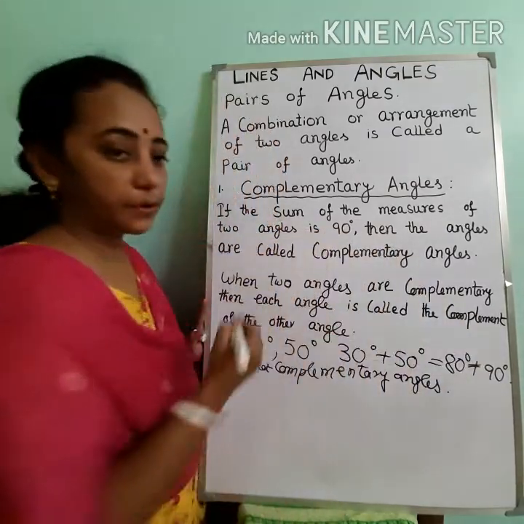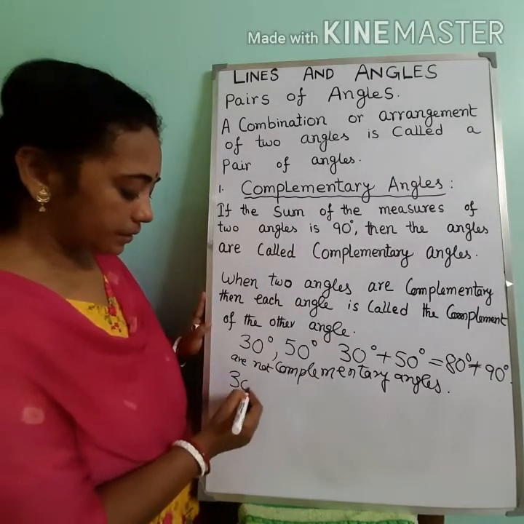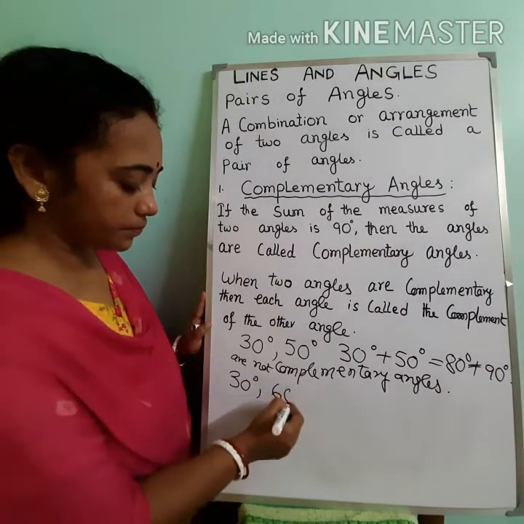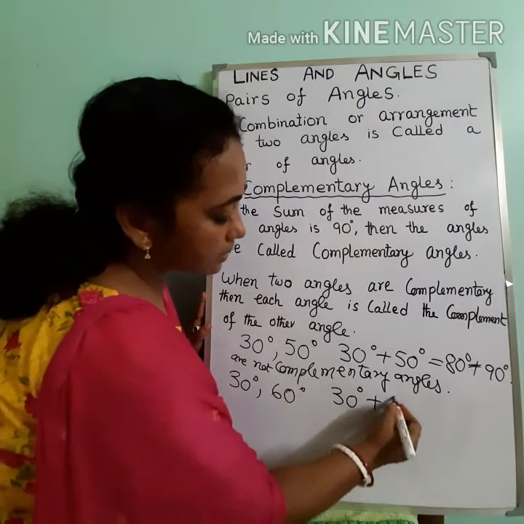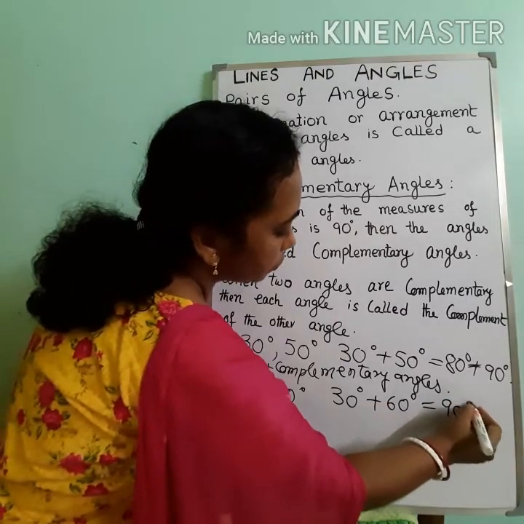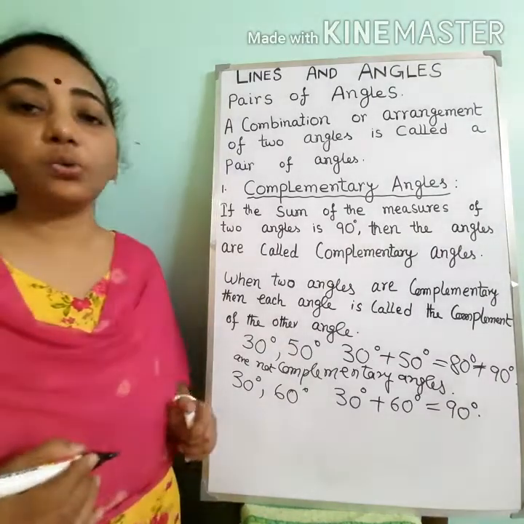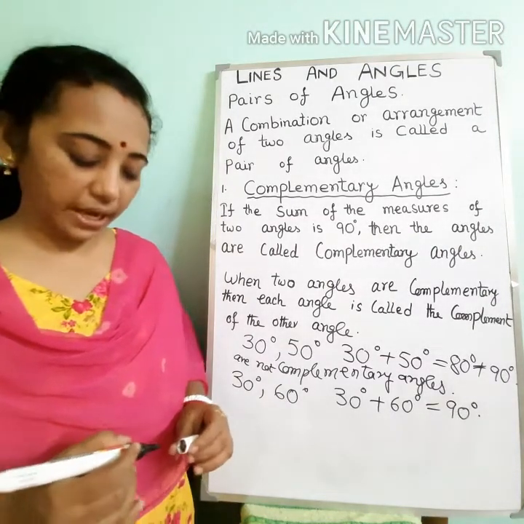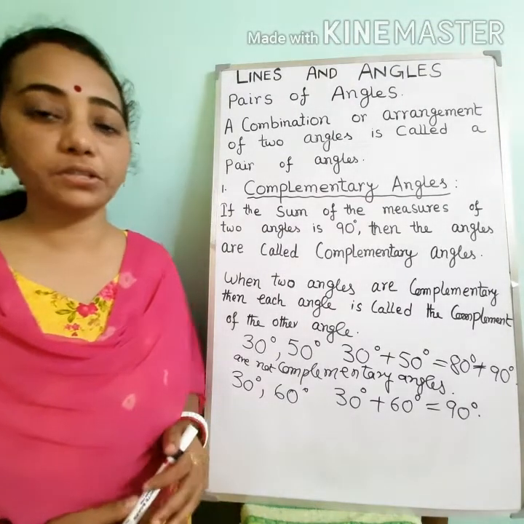So let us take another example. Suppose I take 30 degree and 60 degree. Then what is the sum of these two angles? 30 degree plus 60 degree is equal to 90 degree. So when the sum of two angles is 90 degree, then those two angles are called complementary angles. So here 30 degree and 60 degree are called complementary angles.